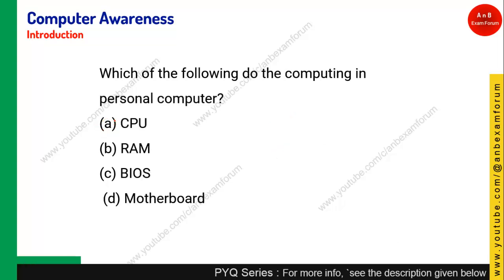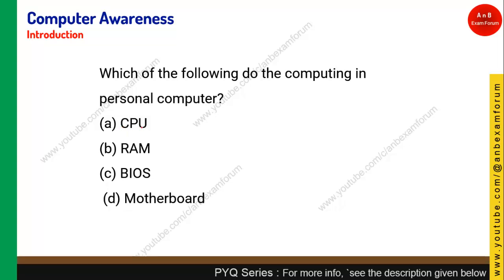Let's see the next question. Which of the following does computing in a personal computer? And we know the name itself suggests central processing unit. Processing means you are computing something. So option A, you just take a tick on it, and option A is the correct answer.